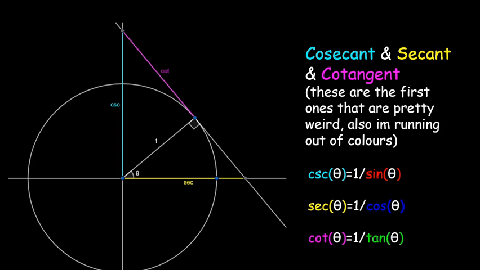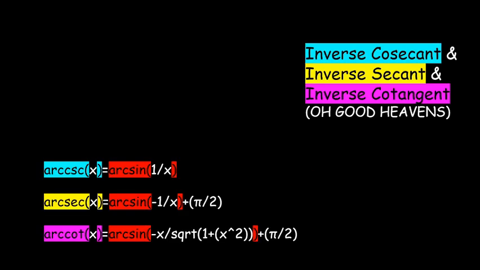Next up is cosecant, secant, and cotangent, which are the reciprocals of sine, cosine, and tangent, respectively. And then we have the inverses of those, which can be defined with more inverse sine, pi, reciprocals, blah blah blah.